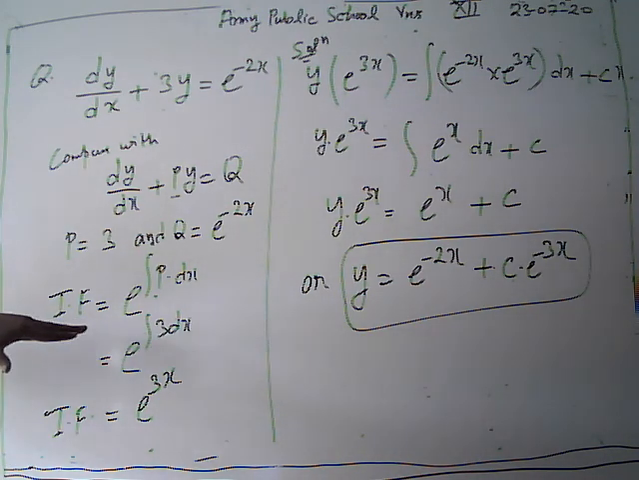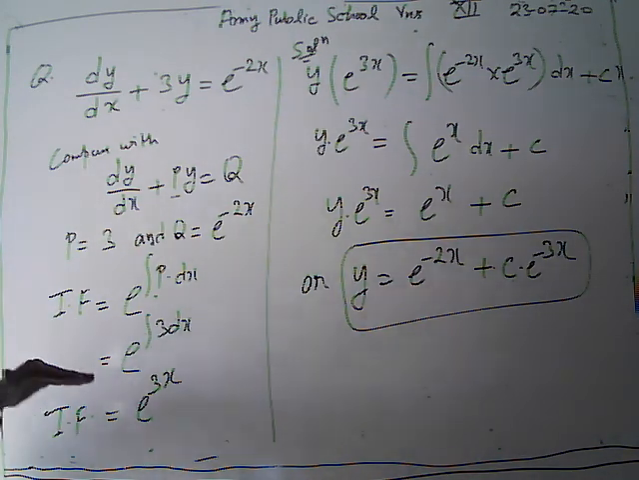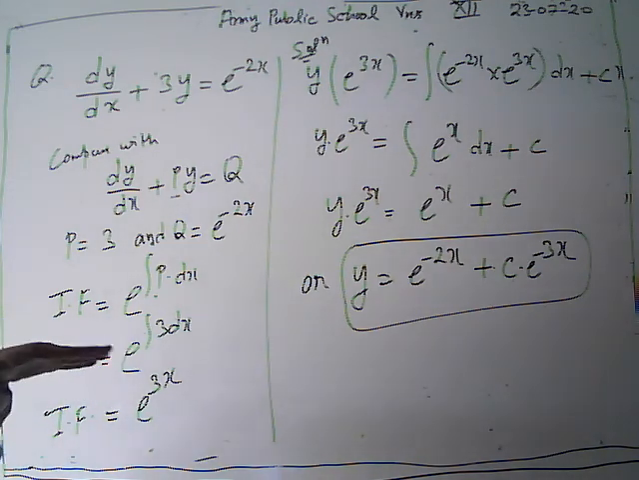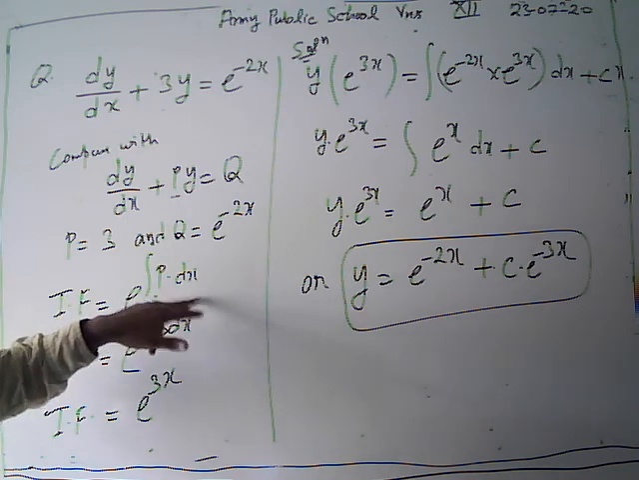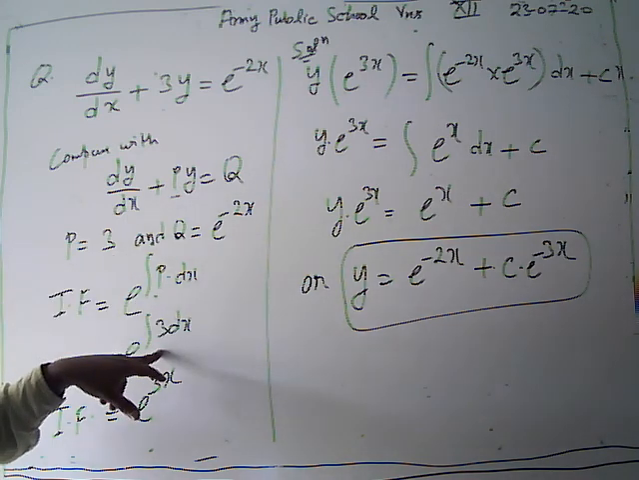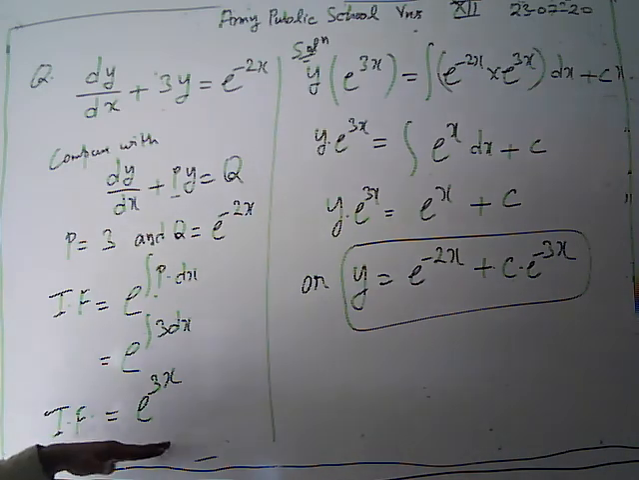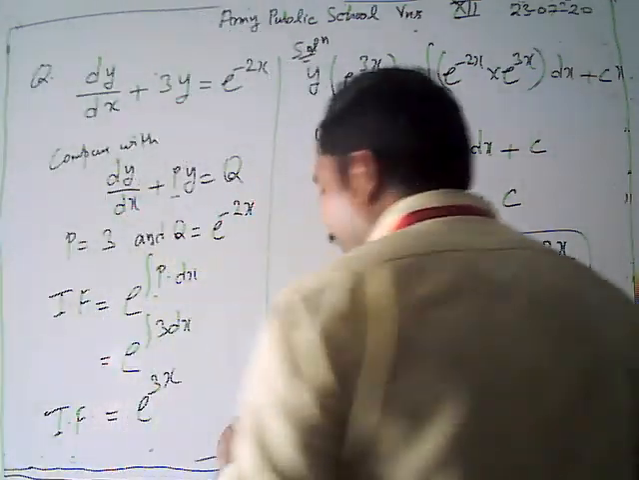In the second step, we are going to find our integrating factor. How can we get our integrating factor? Our IF is given by e to power integration of p dx. Our p is 3, so e to power integration of 3 dx. Then we get the integrating factor e to power 3x.